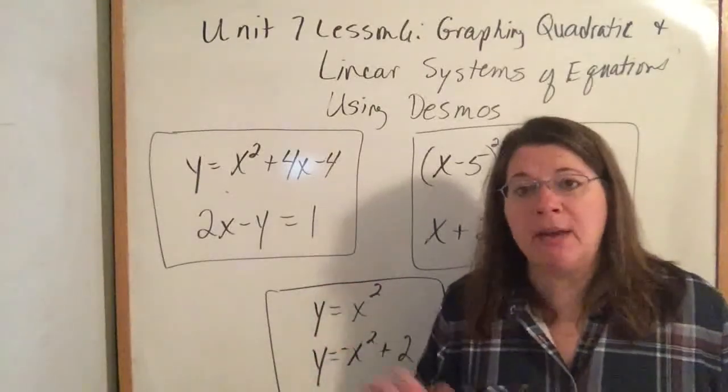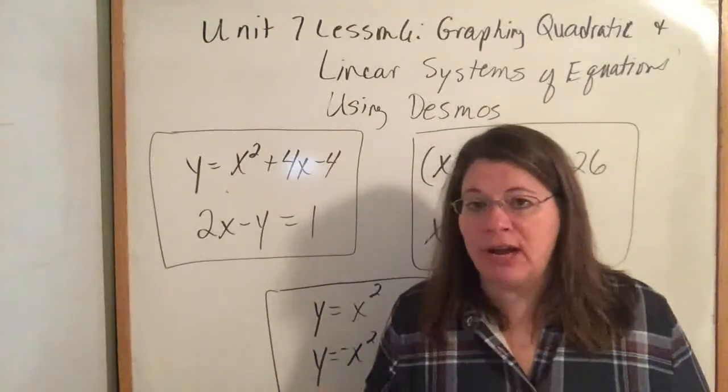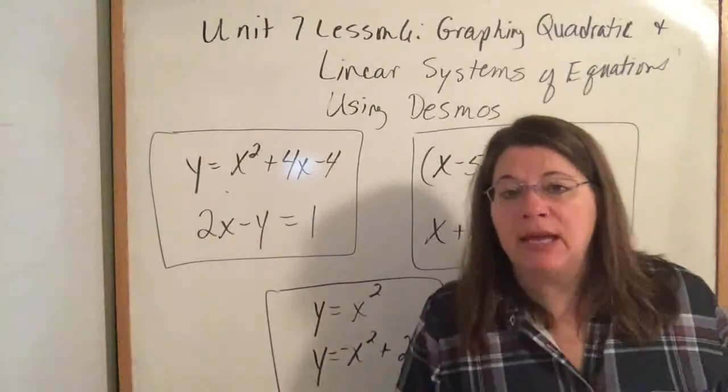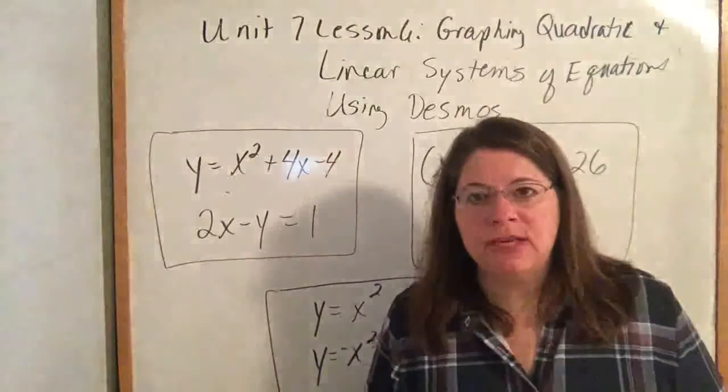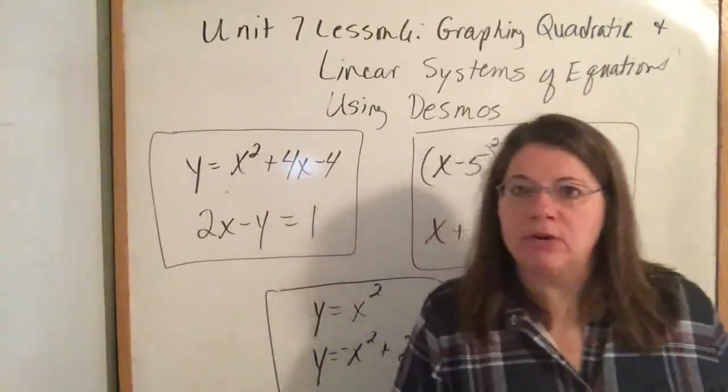I'm going to give you some time to copy these in your notes. Leave a little space for your answers. Remember, your answers are going to be ordered pairs, the ordered pairs where these graphs intersect each other. So go ahead and pause the video, copy down these 3 examples, leave a little space between, and then we'll get to it on Desmos.